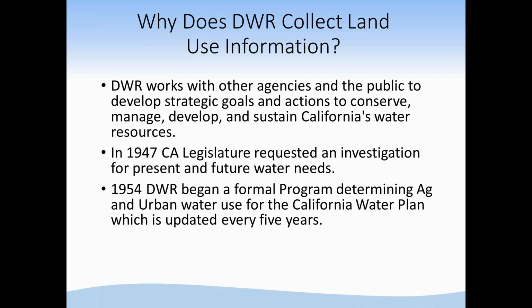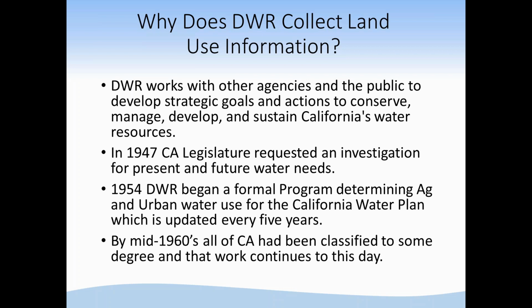In 1954, DWR began a formal program of determining agricultural water use and urban water use, and started putting that in the California Water Plan, which you're all here to talk about. It is updated every 5 years. By the mid-1960s, all of California, to some extent, had been classified both urban and agricultural, and that practice continues to this day. The current program manager for the Department of Water Resources for the land use side of things is Simon Etching.